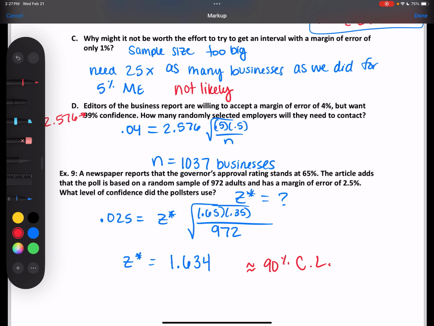Alright, so we'll do the last problem tomorrow in the packet, and then we might go ahead and look at notes for the next thing. I might just let y'all work. We'll see. TBD.